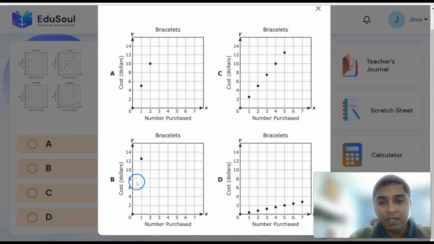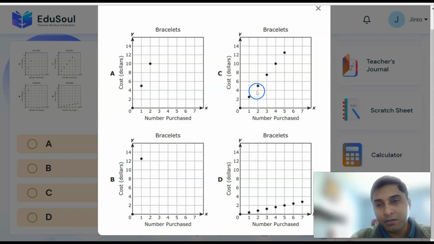And the second option is B over here. This one says the number of bracelets purchased, when it is 1, we get 12.5. No, that's not what it says. It says for one bracelet it's only 2.5. I mean, for 5 bracelets it's actually 12.5. That's what it was saying. All right, so 12.5 is not a right option.